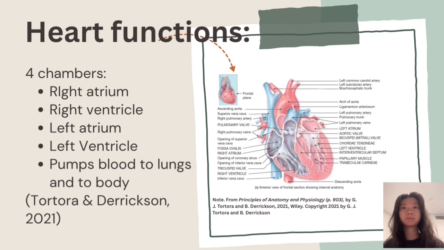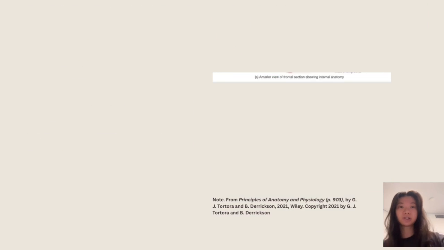The right side of the heart pumps deoxygenated blood to the lungs. That's called the pulmonary circulation. And the left side pumps oxygenated blood from the lungs to the whole body, and that's called the systemic circulation.